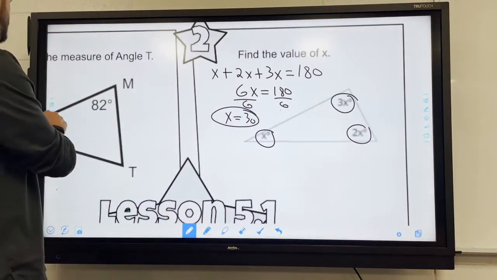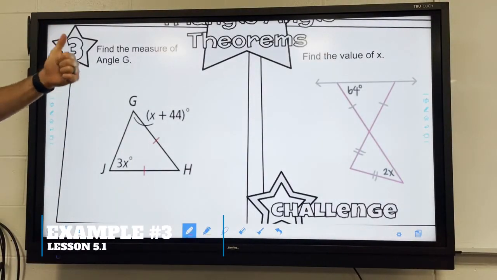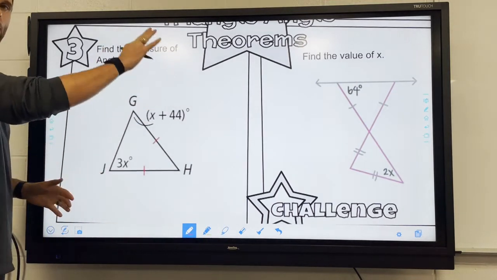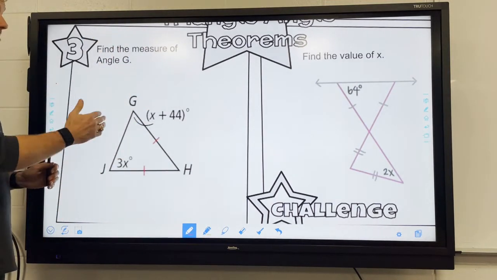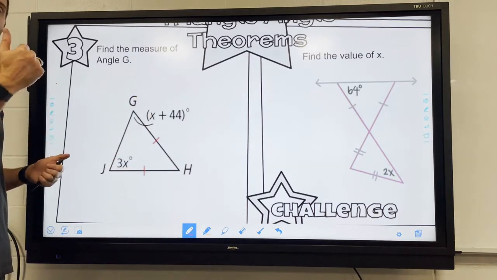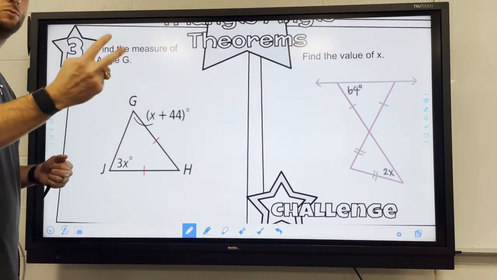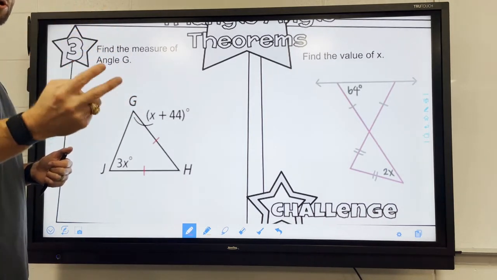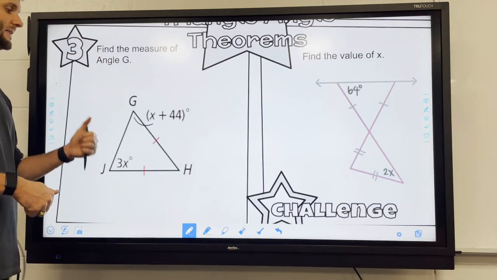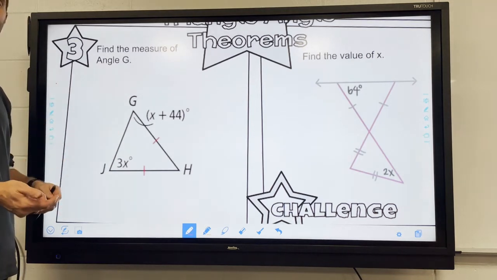Let's look at example number 3. All right, guys, so looking at example number 3, it says we need to find the measure of angle G. Before I even start plugging in numbers, I just learned that all three angles of a triangle are going to add up to 180 degrees, correct? But also at the top of my paper, I know that if two sides of a triangle are congruent to each other, that makes it an isosceles triangle. That tells me the two opposite angles to those sides are going to be congruent to each other.